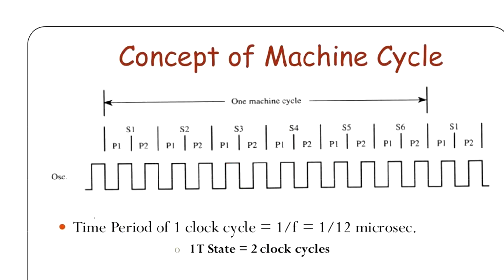Okay, now we'll see the concept of machine cycle. See, one machine cycle means how much time one instruction, that is 1 byte of instruction, takes to complete the process. That is what we call one machine cycle.